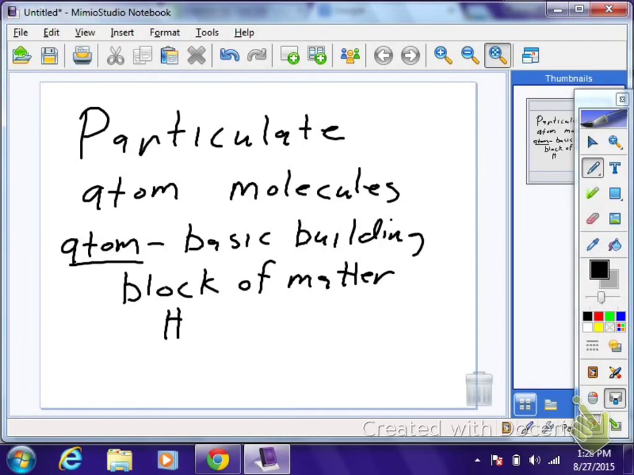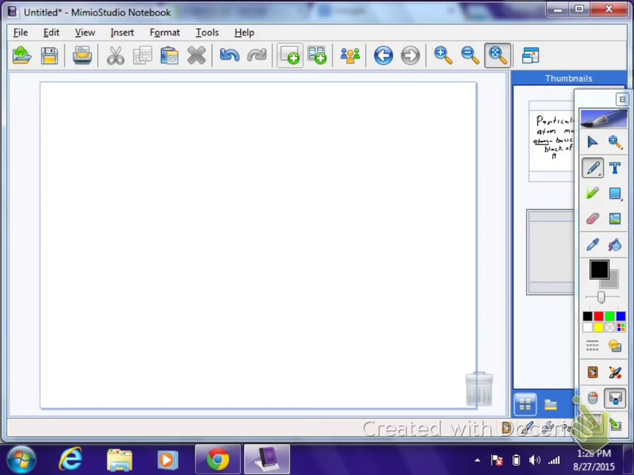So atoms make up these things called compounds. But before we get to compounds, we're going to do a molecule and know exactly what a molecule is. Because a molecule is a compound, or can be, and sometimes it's not considered a compound, depending upon the definition. So the next thing we're going to look at is molecule.